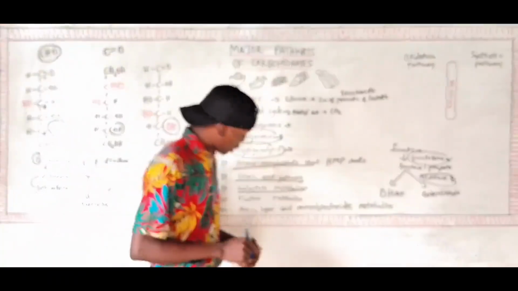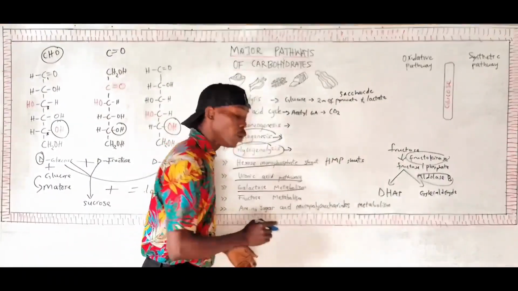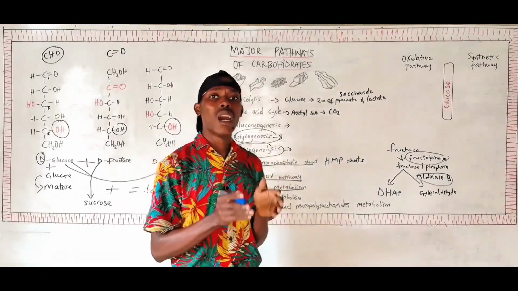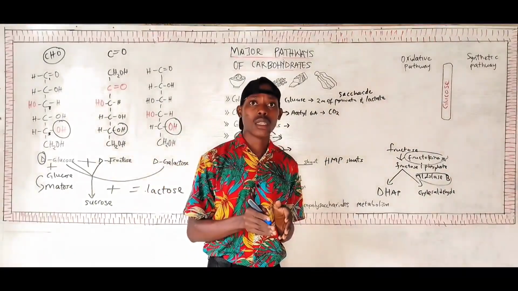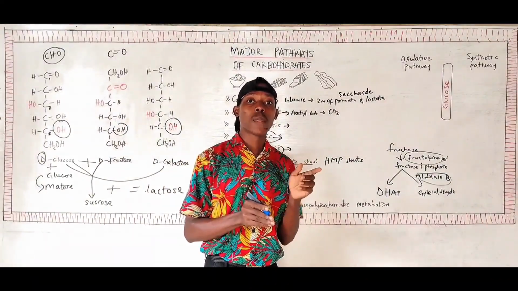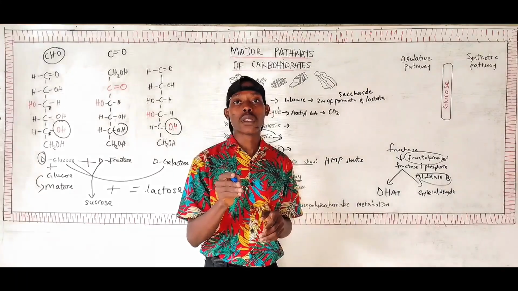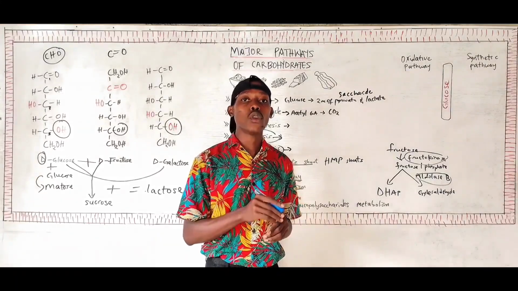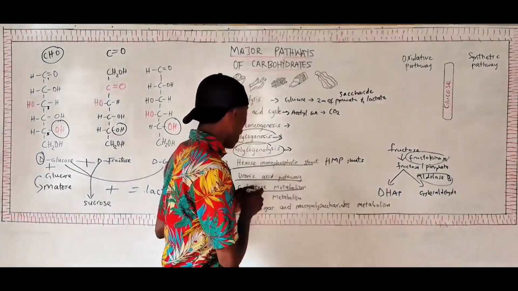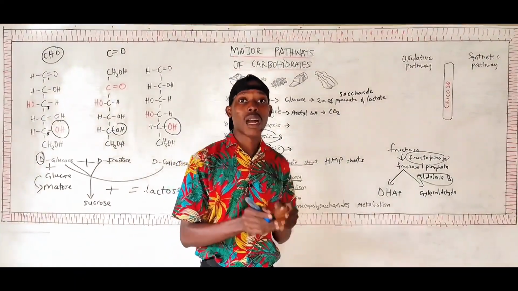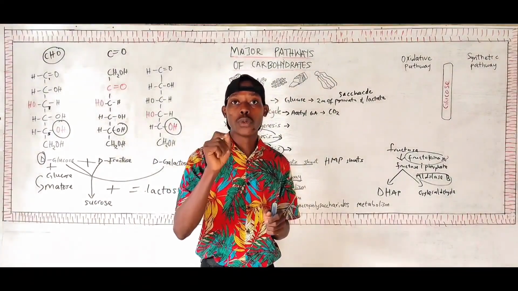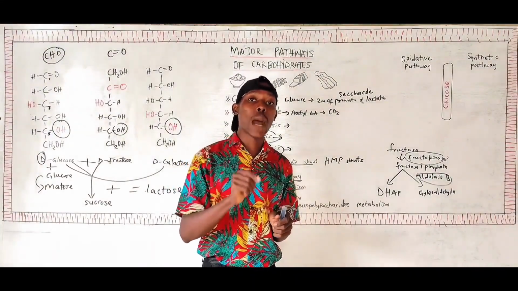But the question is, what are amino sugars? Amino sugars are monosaccharides whose hydroxyl group is changed to an amino group. Hope you understand that. Amino sugars are monosaccharides whose hydroxyl group is changed to an amino group.